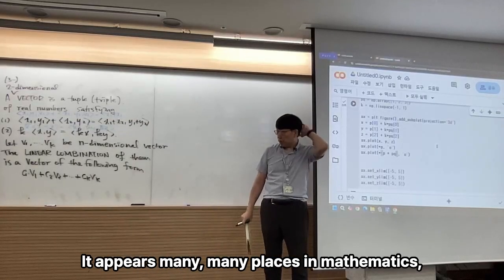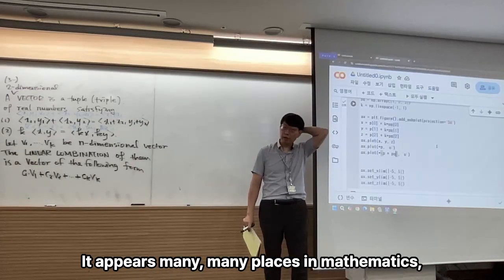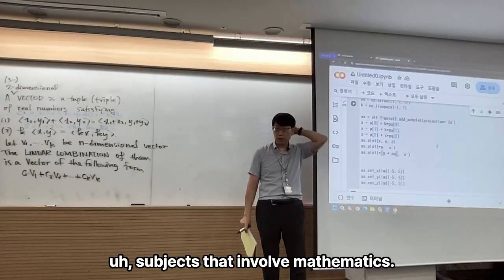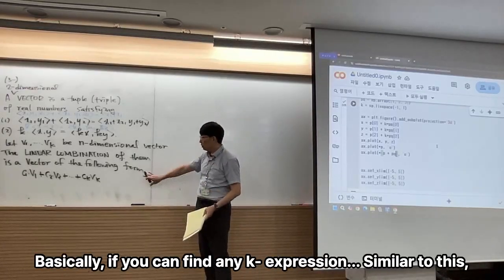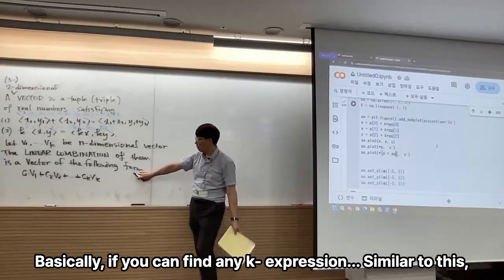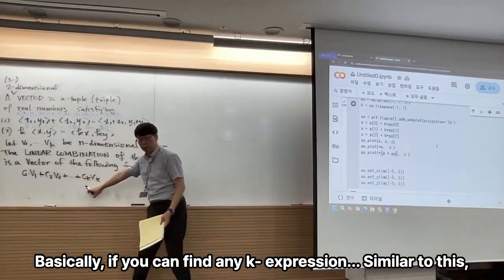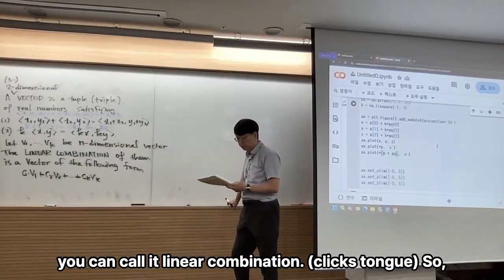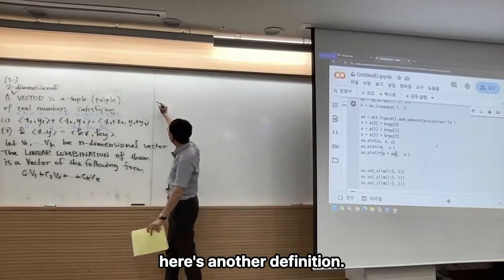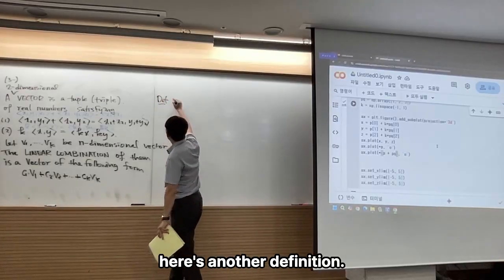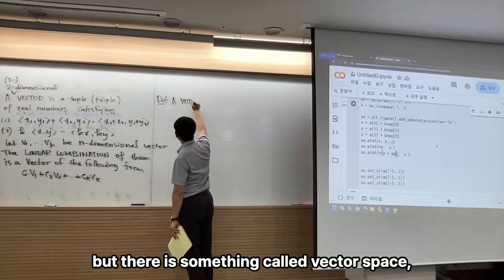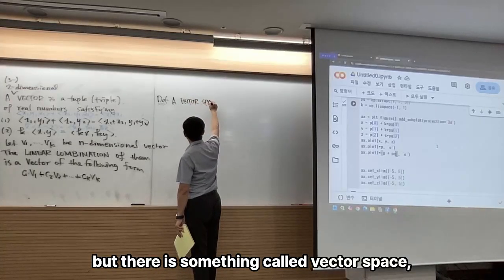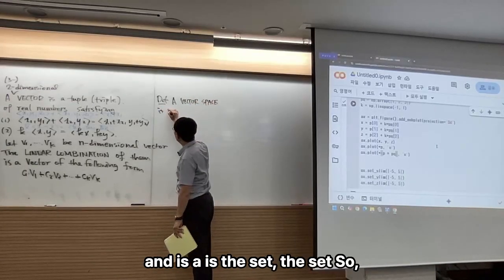It appears in many places in mathematics, also in lots of subjects that involve mathematics. So you have to understand what the linear combination means. Basically, if you can find any expression similar to this, you can call it a linear combination. So here's another definition. We defined the vector, but there is something called a vector space, and it is a set.